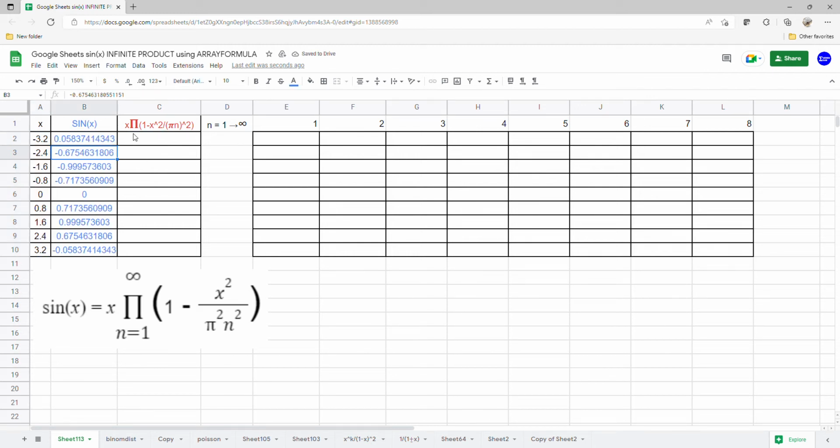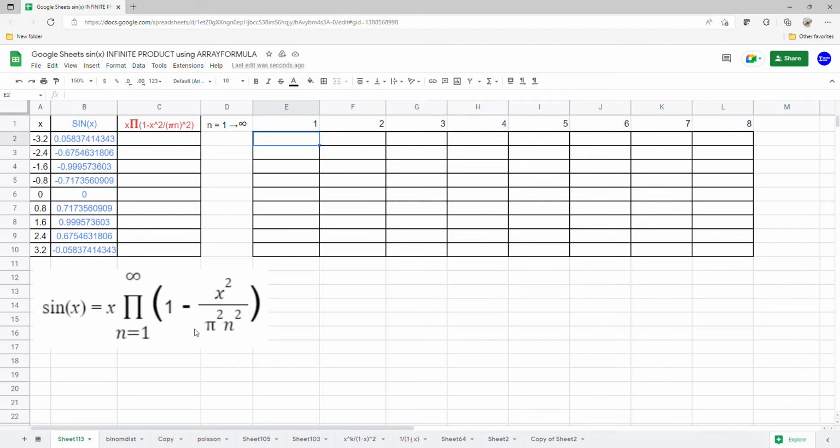And the infinite product, which is x times the product of 1 minus x squared over pi squared n squared, where the value of n is from 1 to infinity. So from 1 up to infinity, which is 8 for now; we'll use 8.